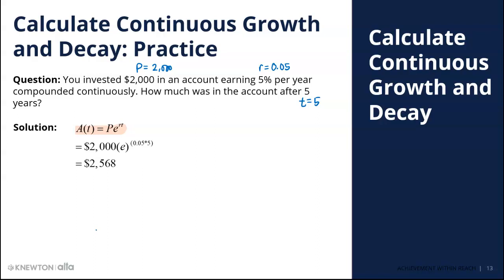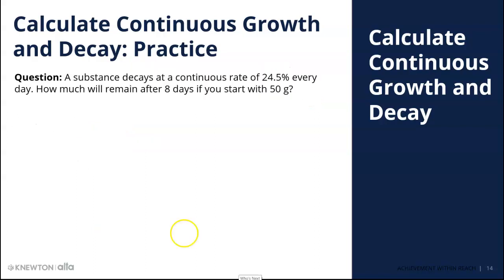And substituting all the information that we have, P is equal to 2,000. That's how we have P here. And then the rate, which we converted to decimal, is 0.05, is in here. Replace the R there by 0.05. And the time is 5. That's how we put the time here. Then we would compute this using our calculator, and that is equal to 2,568.